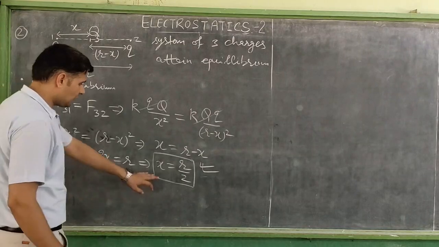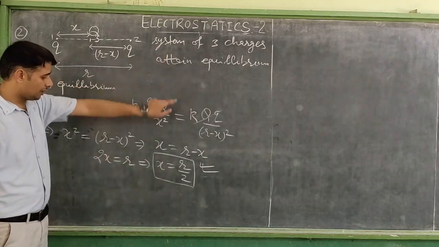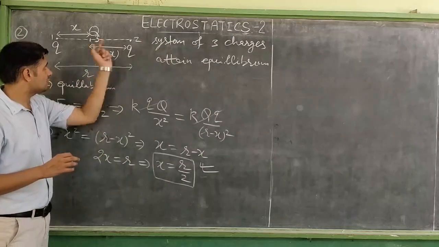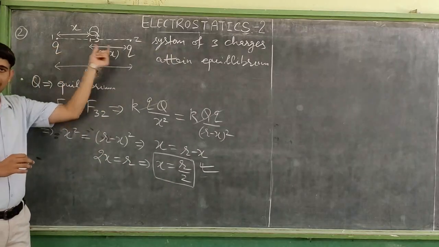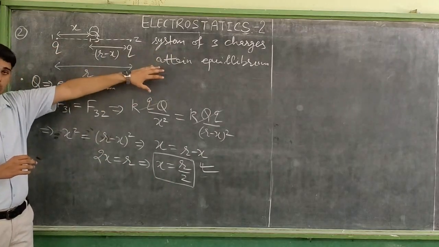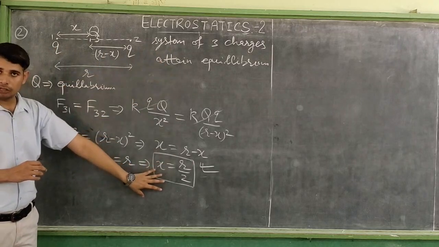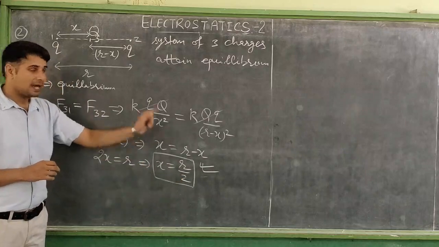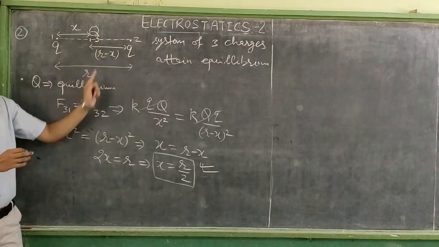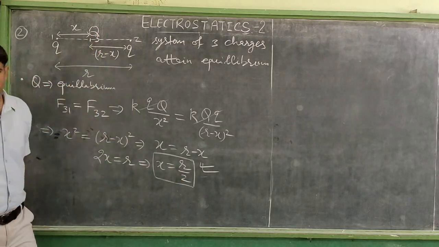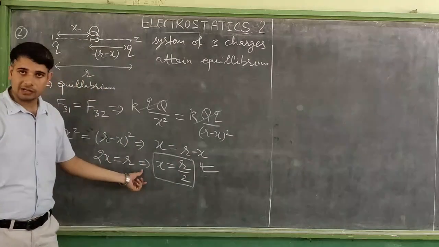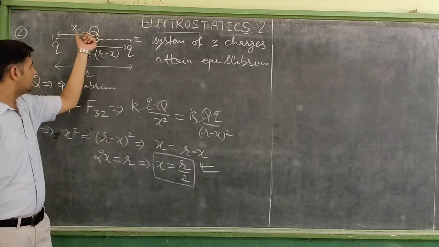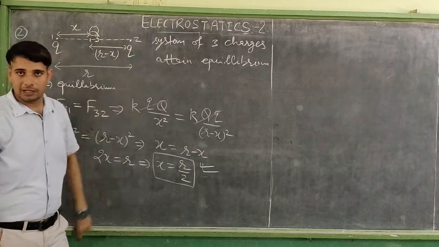So I hope this point is clear to you. We have calculated the position at which this third charge is to be placed between these two identical charges so that the whole system attains equilibrium. So we have calculated x is equal to r by 2, that is, right at the middle point we have to put this third charge. Now we are going to think about its magnitude. How much should be the magnitude of this charge so that the whole system is in equilibrium?